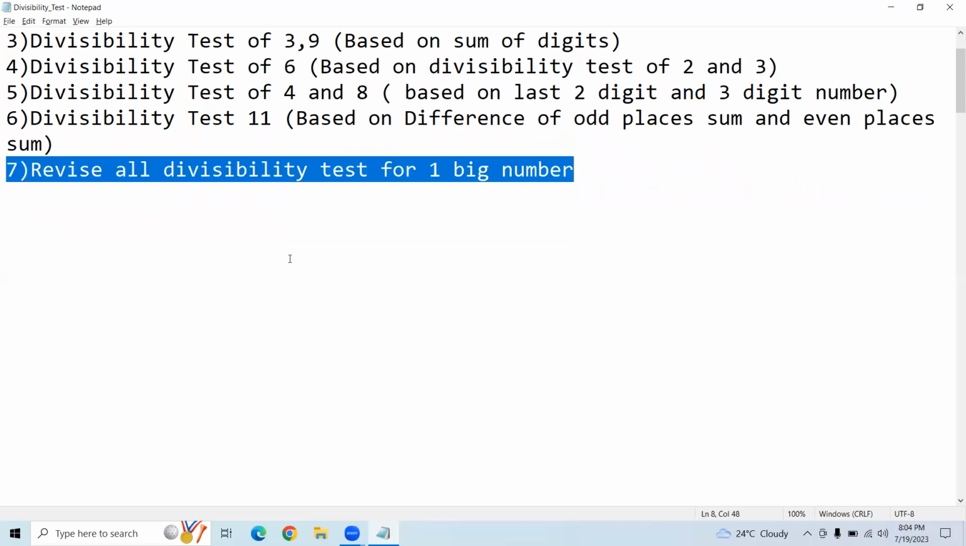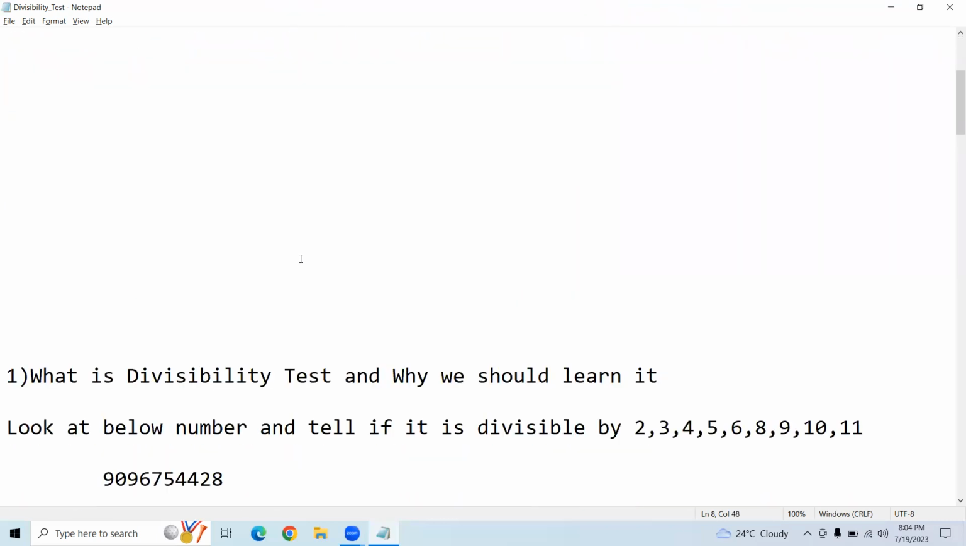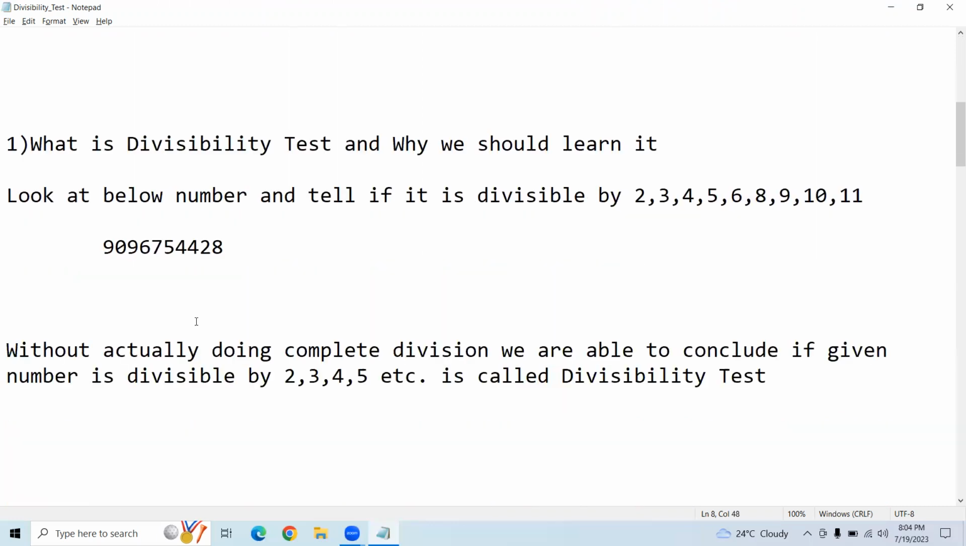So let's get started. What is the divisibility test and why should we learn it? Can you look at this number? 9096754428. If I ask you to check whether this number is divisible by 2, 3, 4, 5, 6, 8, 9, 10, 11, all these numbers, how much time will it require? Basically, we will try to do complete division.